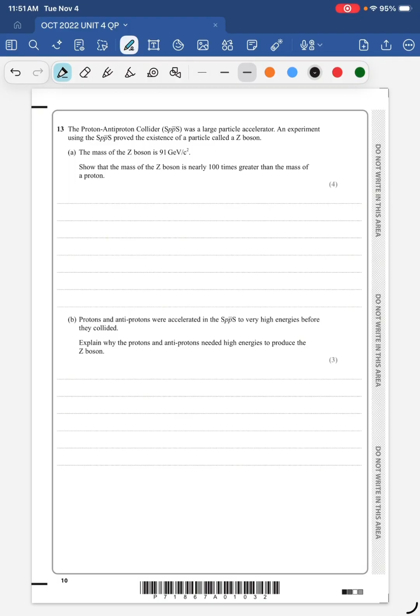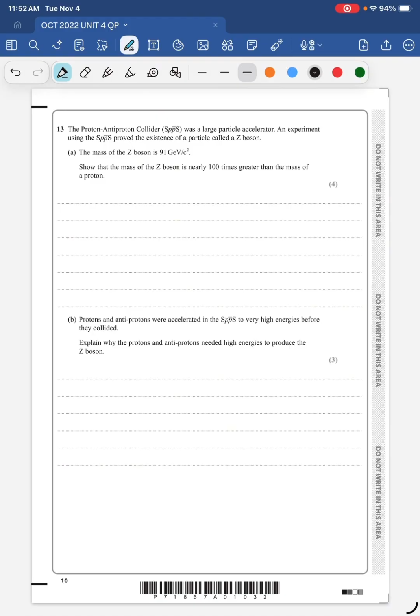Okay, question 13. The proton antiproton collider SPP-bar-S was a large particle accelerator. An experiment using the SPPS proved the existence of a particle called a Z boson. The mass of the Z boson is 91 GeV over c squared. Show that the mass of the boson is nearly 100 times greater than the mass of a proton. This is kind of an easy thing to ask for 4 points.